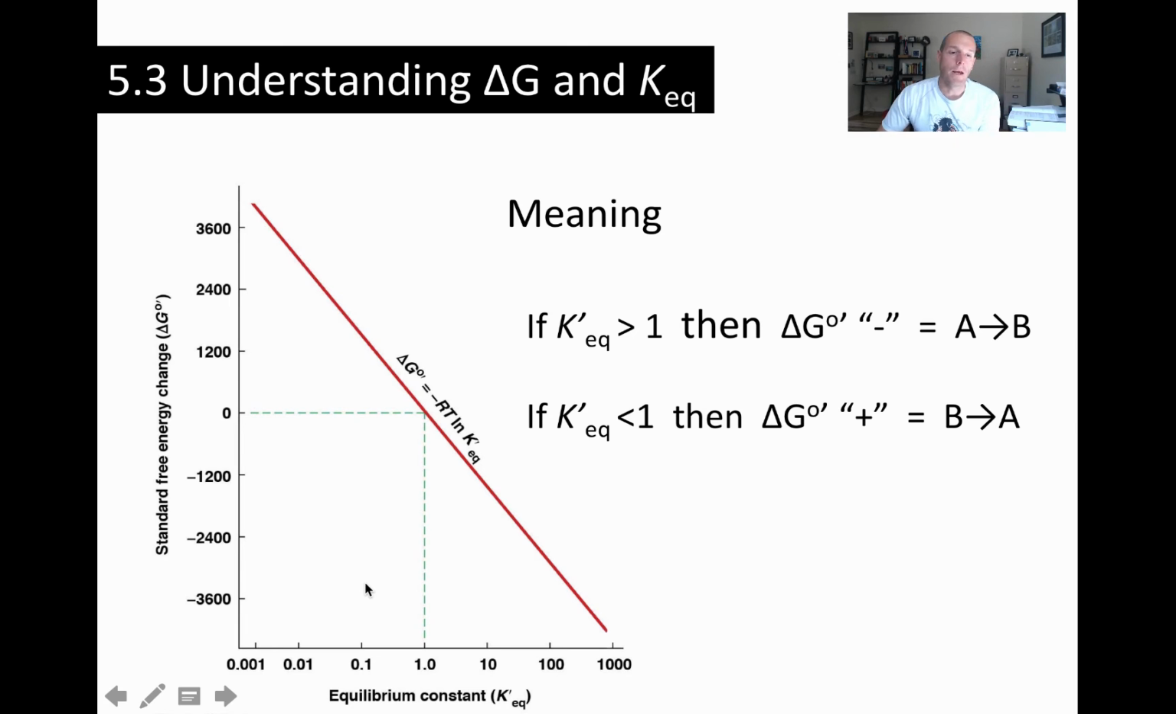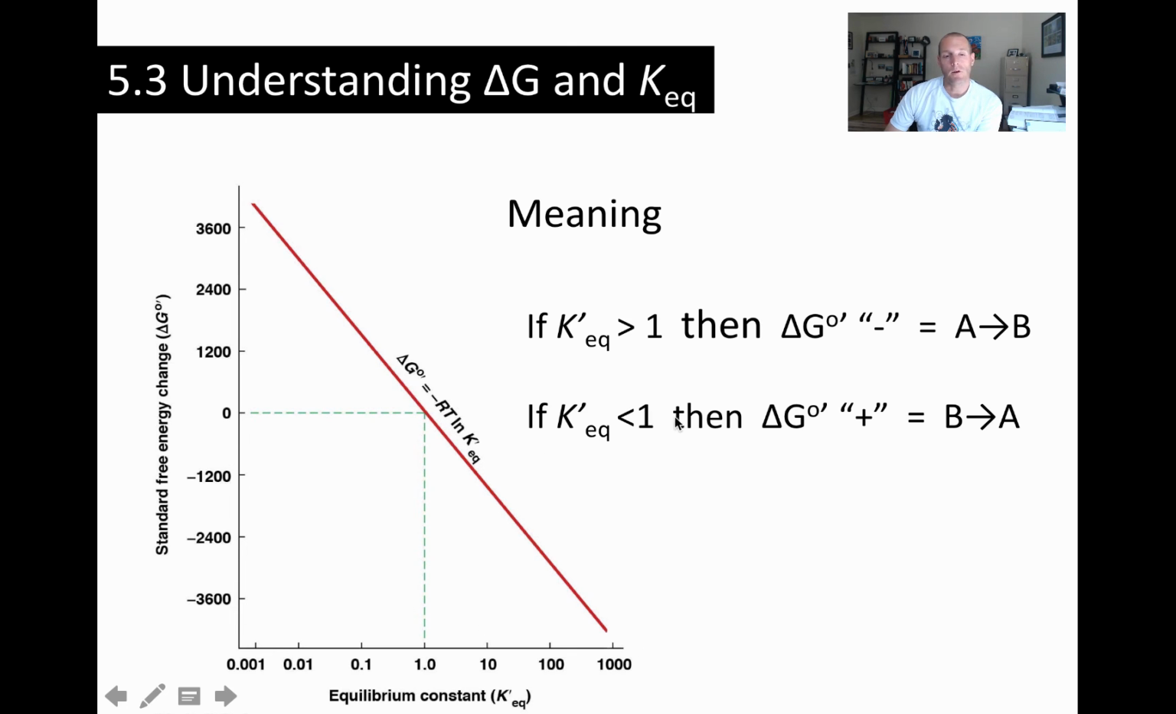So what does this mean? Ultimately, if the K prime equilibrium is greater than 1, then delta G is going to be negative. So standard free energy change here is going to be negative. That means A is going to be driven to B. That means that spontaneously A will become B. You don't have to do any work because you're going to liberate energy from doing this. So A will be converted to B. So if the equilibrium constant is up here, then we're down here in the negative part of the slope. So all these values below 0.